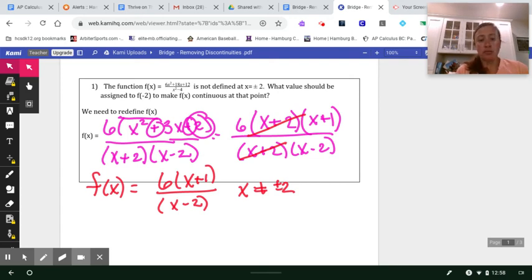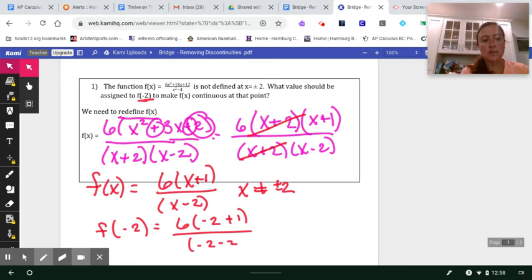All right, so now that we've re-engineered this function, our goal is to figure out what f of negative 2 would be to make this function continuous. So I'm just going to evaluate f of negative 2. I have 6 times negative 2 plus 1 over negative 2 minus 2. So that's going to get me a nice negative 4. Negative 2 plus 1 is negative 1, so I've got negative 6. So I'm going to say that's a nice, easy 3/2. So if I wanted to make this function continuous, f of negative 2 would have to be 3/2.